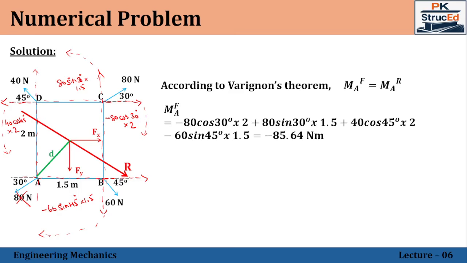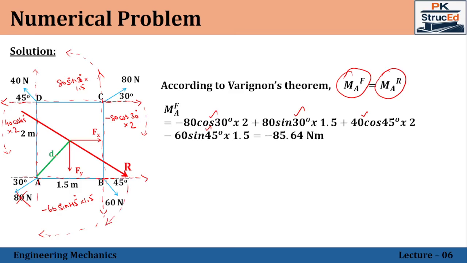So 80 cos 30 into 2, then 80 sine 30 into 1.5, 40 cos 45 into 2 positive, minus 60 sine 45 into 1.5. So that is the moment of all the individual forces about the point A. And this has to be equated to the moment of the resultant about the same point A. So taking the moment of the resultant about the point A, the resultant is acting in this direction, line of action is going in this way. If I am rotating the resultant with respect to the point A, it tends to rotate in the clockwise direction. So that value will also be negative.